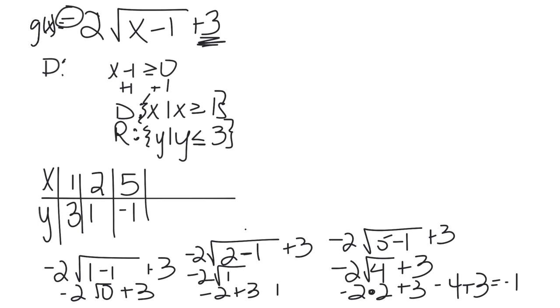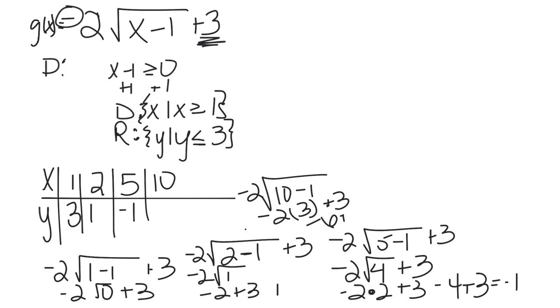And then the next one is probably going to be 10, because the square root of 10 minus 1 is 9. So negative 2 times the square root of 9, which is 3, plus 3, that's negative 6 plus 3, which is negative 3. So those are my values in my table.